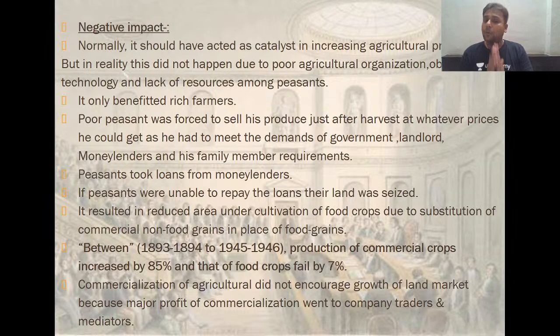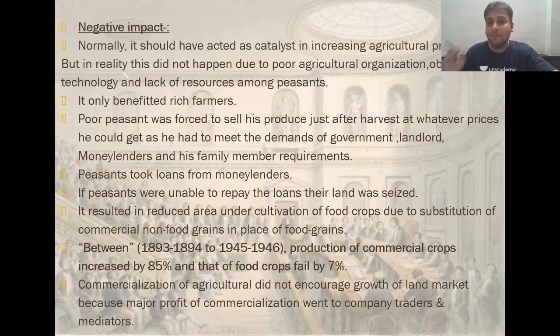Okay. Now, what were the negative impacts? I've already discussed. Our peasants thought that they would get ameliorated of all their problems, but their problems doubled now. Getting the points clear? Only the rich farmers benefited.